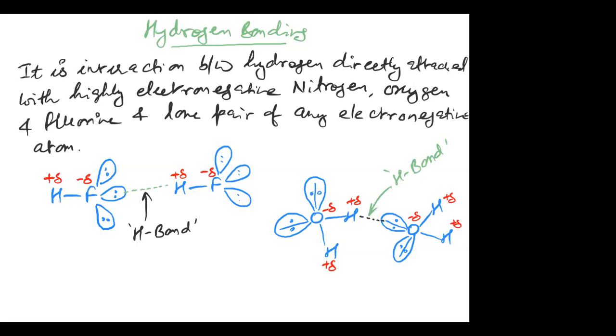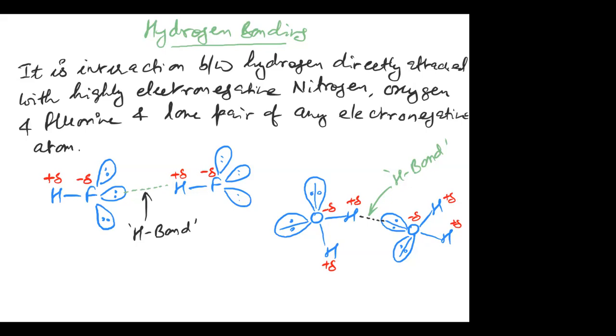I am repeating again: a hydrogen bond is the interaction between hydrogen, which must be covalently attached to nitrogen, oxygen or fluorine, and the lone pair of electrons of any electronegative element.